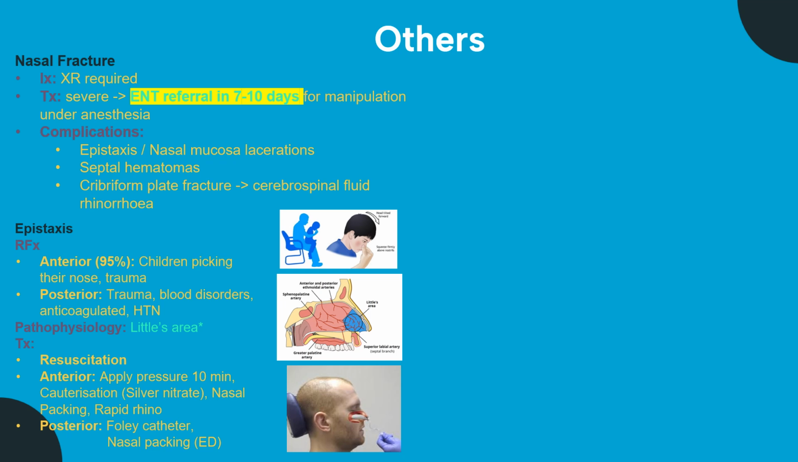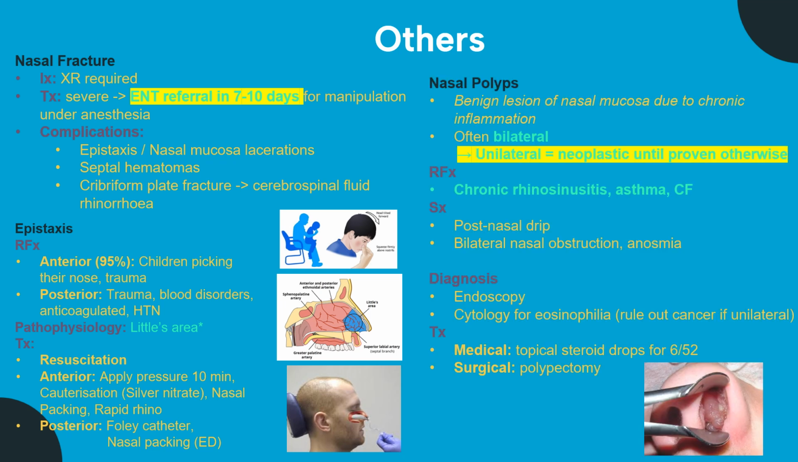In terms of your management, people think of nosebleeds as relatively benign, but actually they can be quite severe. And so your first thing you'll do is actually your primary survey and resuscitation if required. If you've got an anterior epistaxis, you can do head tilt forward, apply pressure on the nose. If that's not working, cauterization with silver nitrate can be good, nasal packing, or even a rapid rhino, which is similar to nasal packing. In terms of posterior, you get a Foley catheter or nasal packing, but this one has to be in the ED because it can be more severe.